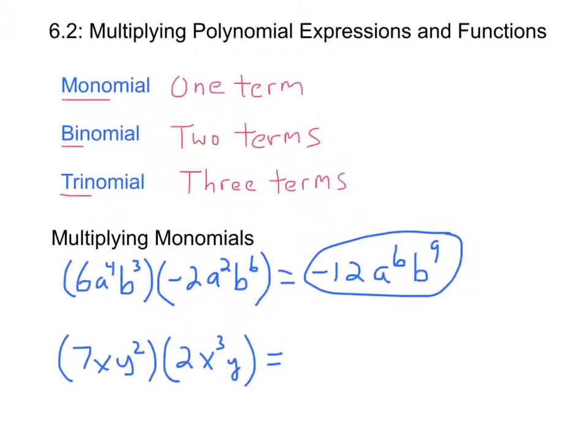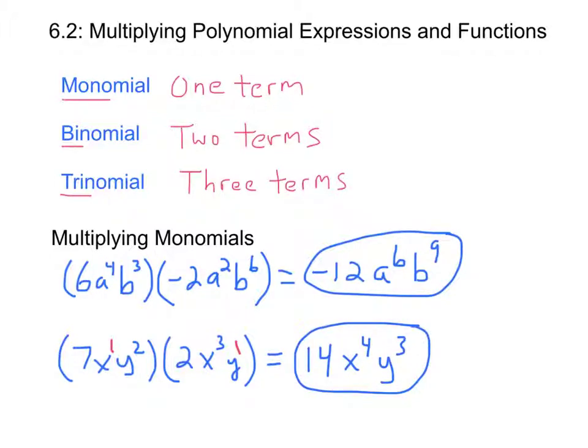Okay, here's another example. Just remember, when there's no exponent actually written in, it's implied to be a 1. So this x here is really to the first power, and this y is really to the first power. And so we do the same thing as before. We do the 7 times the 2, and that's 14. And then we do x to the first times x cubed, which would be x to the 4th. 1 plus 3 is 4. And then we do the y squared times the y to the first, and that would give us y cubed.